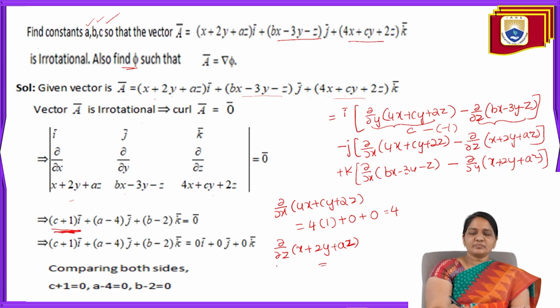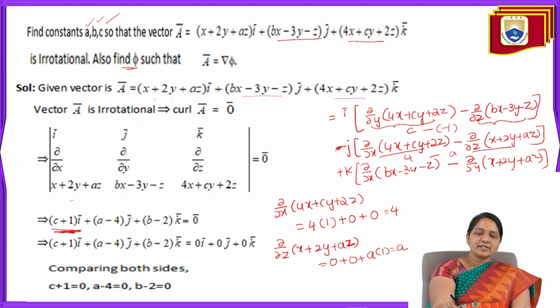Next one is dou by dou z of x plus 2y plus az. With respect to z, x is constant, so 0. Plus y and 2 both are constant, this is also 0. Plus a into z with respect to z is 1. So finally this value is a. So we got 4 minus a. Already minus is there, so I can write plus j times a minus 4. This is about the second term.